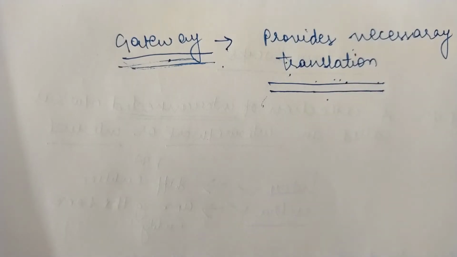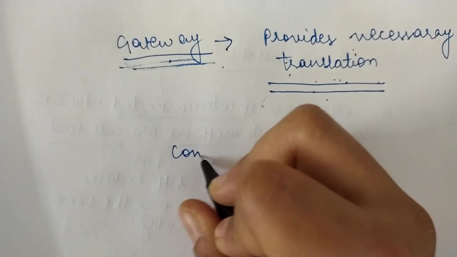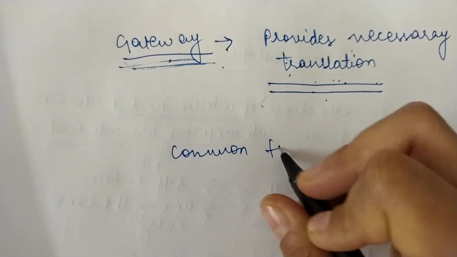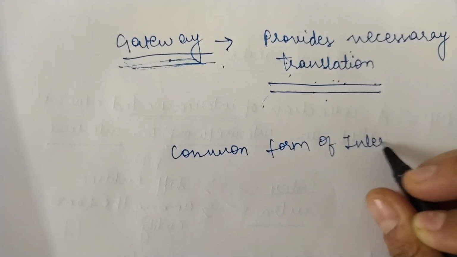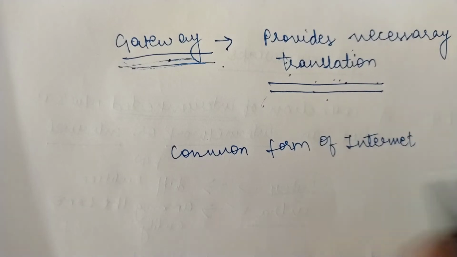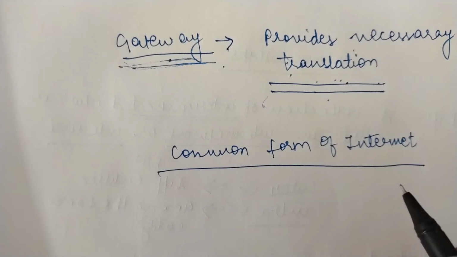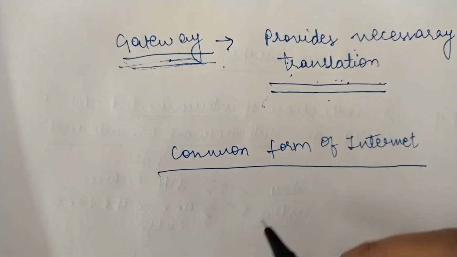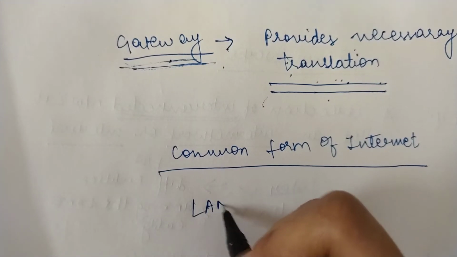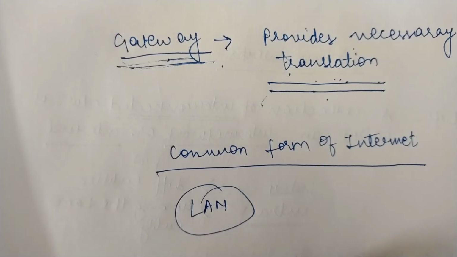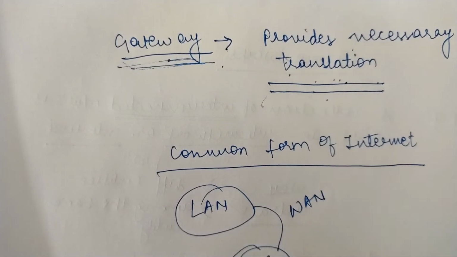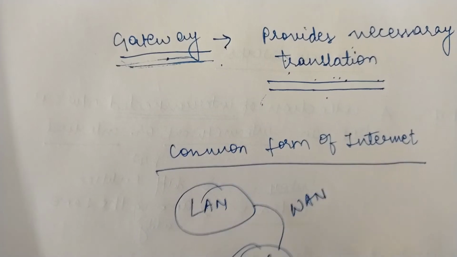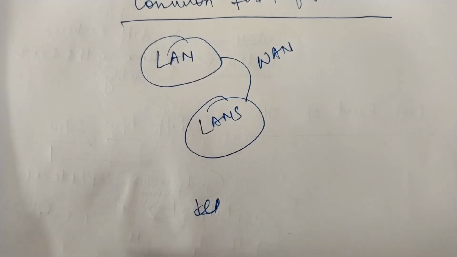Now, if I tell you what is a common form of internet, you can visualize it. Internet or internetwork, these are two same terms. So a common form of internet is where different LANs are connected by a WAN. You know, a LAN has a single communication channel. If I talk of a LAN, there is a single communication channel.